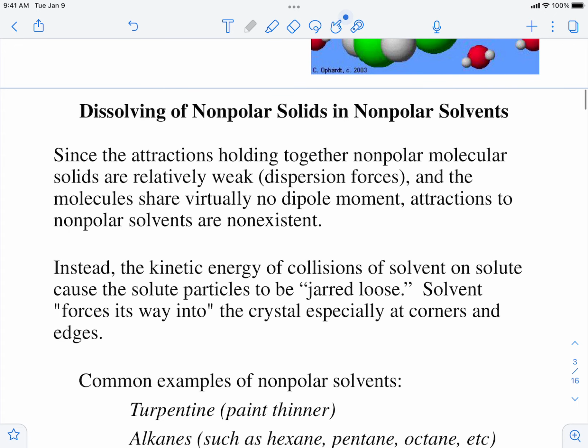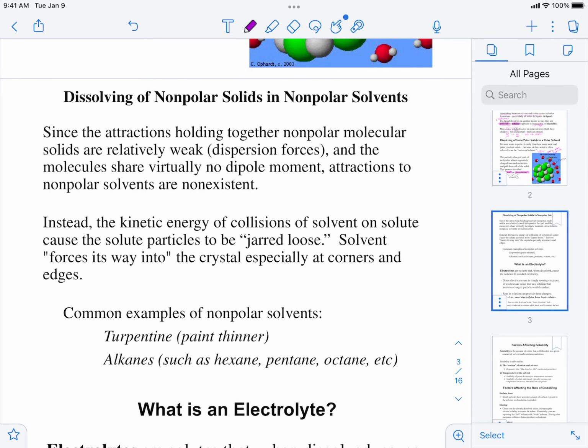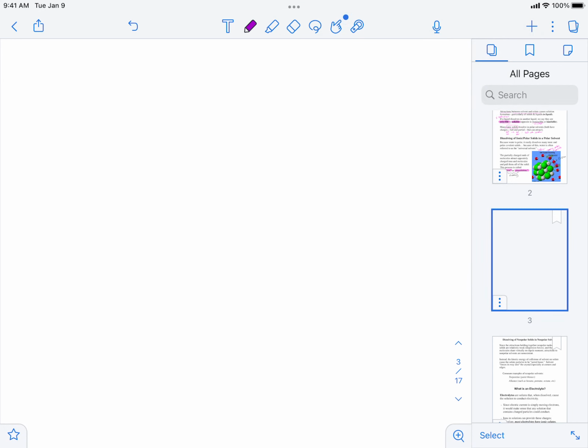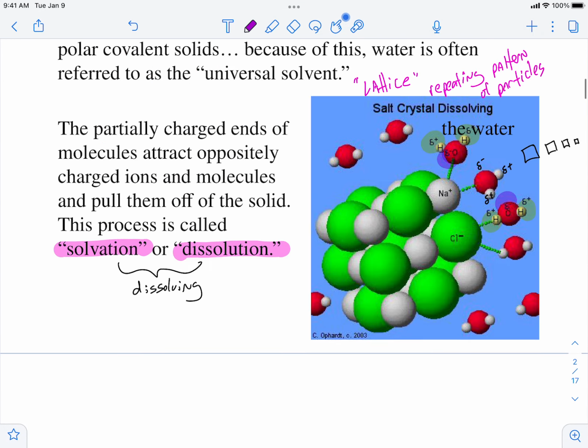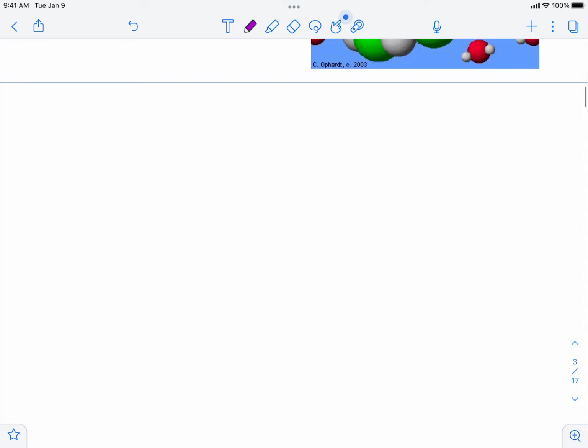So what if we have a different type of solute and solvent? Non-polar and non-polar. I'm going to have to add a page in here because I need more space to draw a picture. Okay, so if we have non-polar solutes in non-polar solvent.